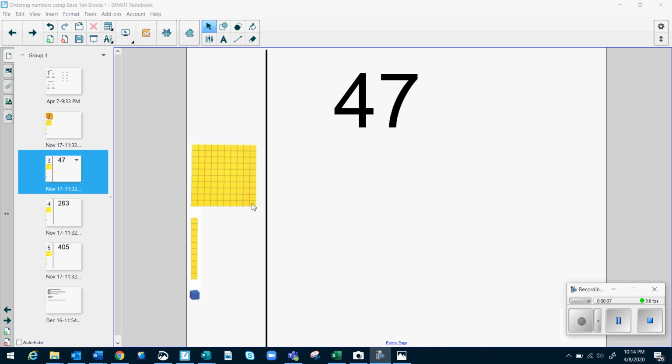Welcome to math. So for today, we're going to still be talking about numbers, but we're going to be talking about the value of the digits in the numbers. So let's take a look at our first number here, the number 47.